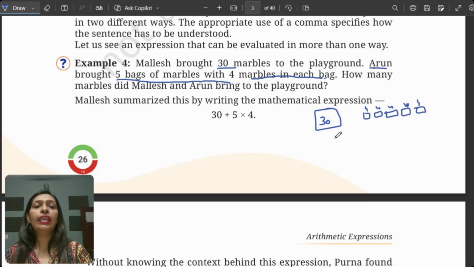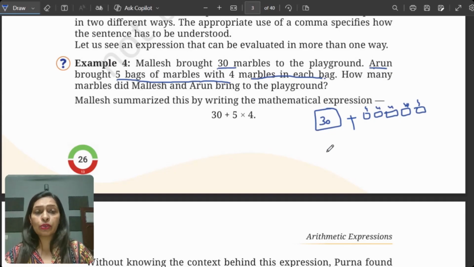So now we have to see how many marbles Malesh and Arun brought to the playground. So we know that whenever we want to talk about the together thing, the total, what we need to do is we simply need to add. And the same statement I have to convert into a mathematical statement now. So it is going to be 30 already, because Malesh is bringing 30 marbles, plus there are a total of 5 bags, so it means 5 multiplied by 4, which is the answer.